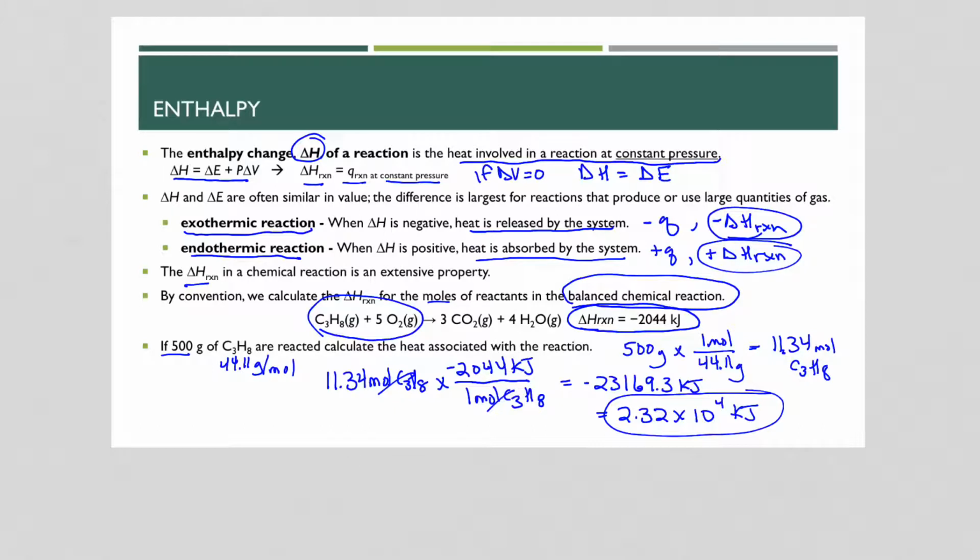So if I burn 500 grams of propane, that's the amount that I'm going to give off, right? Now, again, the negative sign, the key there is telling me that it's energy released, right? It's energy given off. So I'm going to release 2.32 times 10 to the 4th kilojoules of heat here, or my enthalpy change will be 2.32 times 10 to the 4th kilojoules.